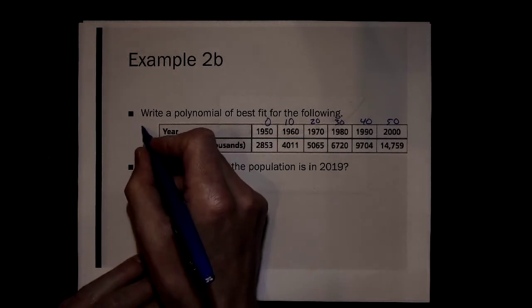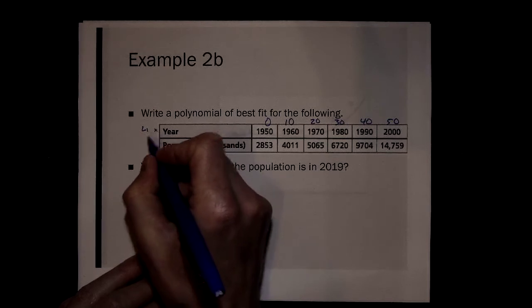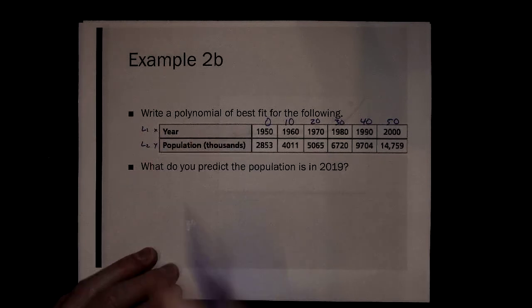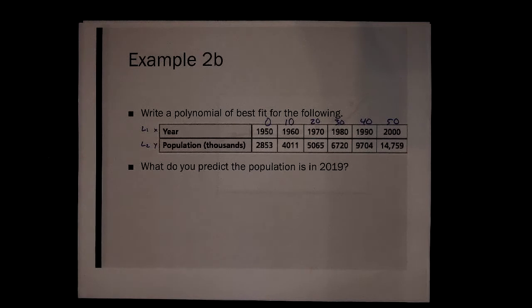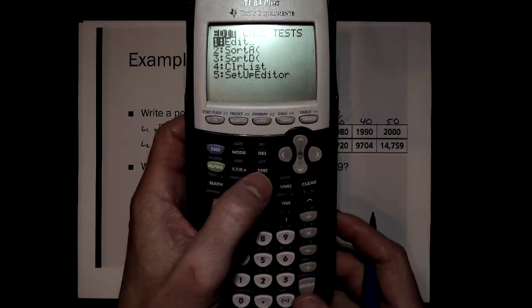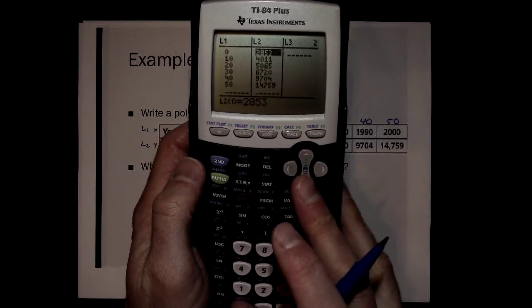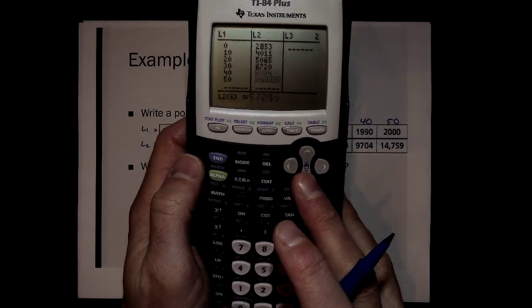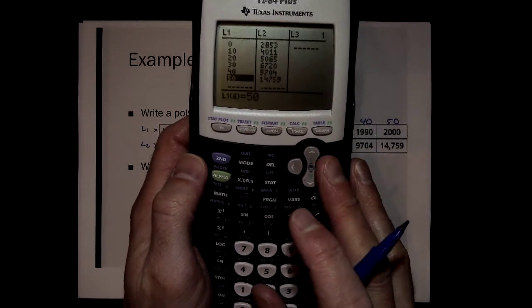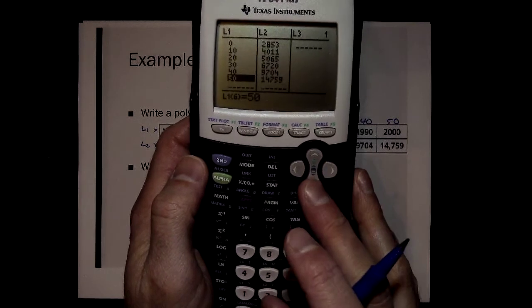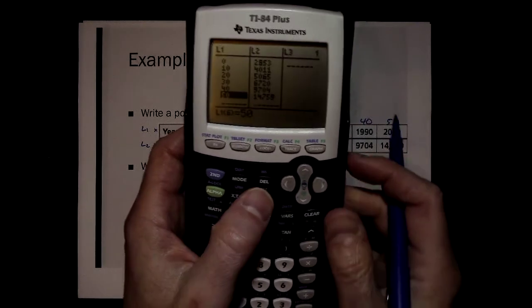All right, again, this is your L1. These are our X values. This is our L2. Those are your Y values. And if you plug that in, we're going to go stat. So I hit the stat button, edit, and these are our values. Again, I have the same number of items on each side, right? There's not an extra one here, so that's good.